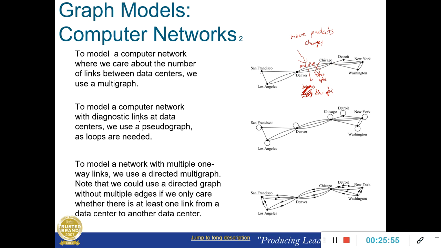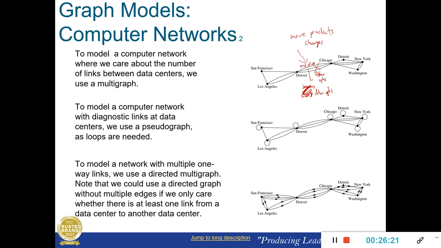To model computers with diagnostic links at a data center, we use a pseudograph, as loops are needed. Diagnostic links: if you want to check, this is basic troubleshooting. If you are a network engineer, try to ping yourself first. If San Francisco cannot connect to Denver, ping yourself first. If it's successful, maybe the culprit is between San Francisco and Denver or something like that.